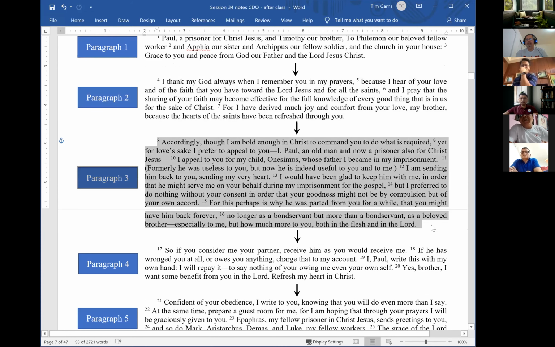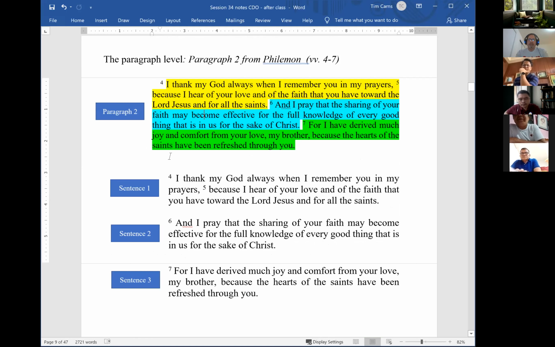paragraphs, right? Now, if we were to take each of those paragraphs, we could break each of those paragraphs down into one or more sentences. For example, let me take paragraph number 2, verses 4 to 7. If I were to break that up, here's verses 4 to 7, and we see it's broken up. We could break it up into 3 sentences. Sentence number 1 is verses 4 and 5. Sentence number 2 is verse 6, and then sentence number 3 is verse 7.